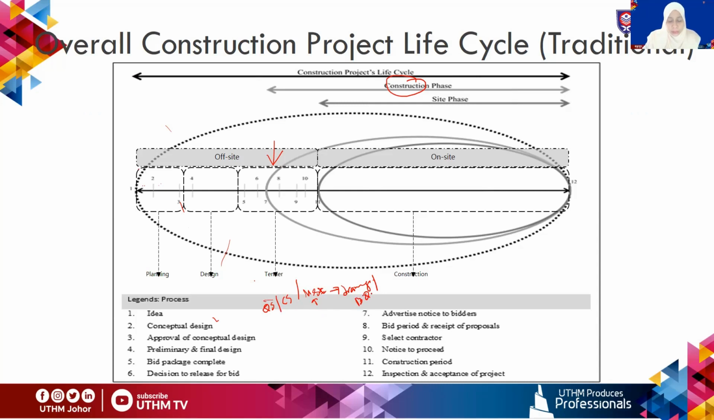So QS will estimate how much is the cost and what is the elemental cost breakdown, biasanya. Kita panggil elemental cost breakdown. Dan benda tu akan dimasukkan dalam BQ. Right. So dia depends, kontrak ada dua jenis.